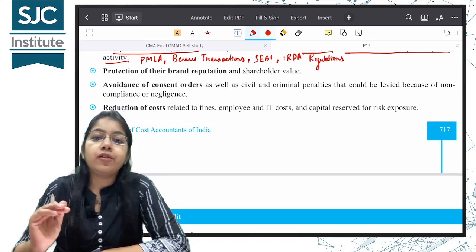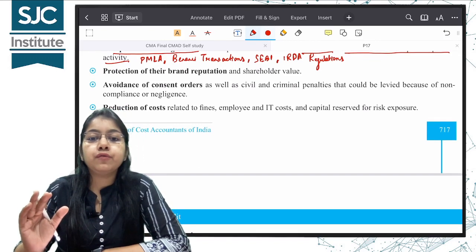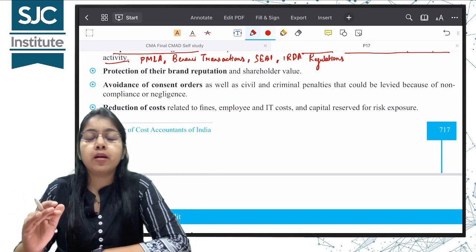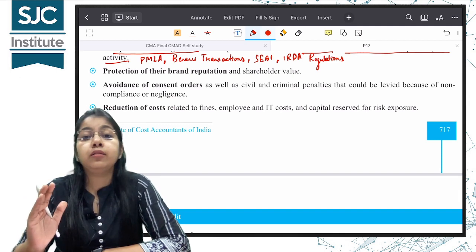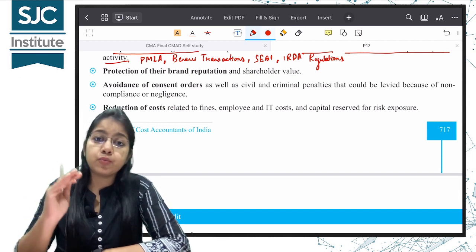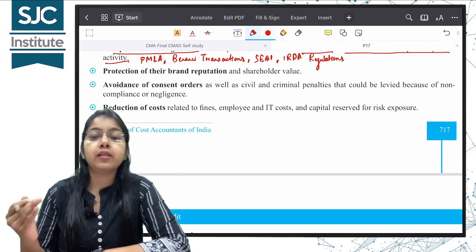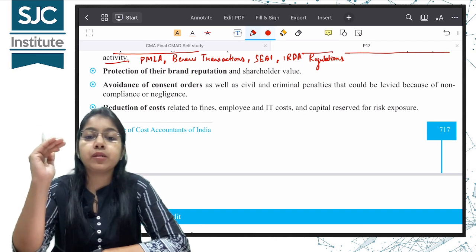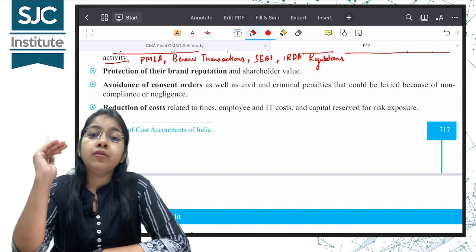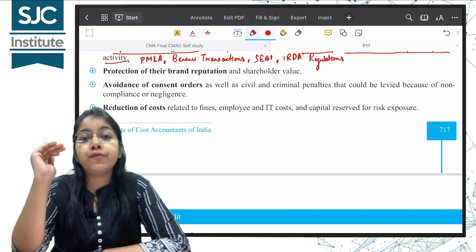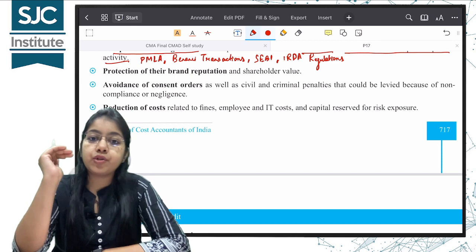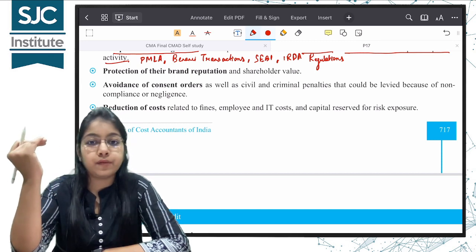Second, to protect their brand reputation. Imagine a financial institution which has come in the news that the clients of the financial institution are associated with money laundering. What will happen to the brand value and the reputation of that financial institution? It will go down. And today, everything is about news. If there's something in the news, immediately the prices will go down, and the brand value and shareholder value of that particular institution would be affected. So in order to protect this reputation and shareholder value also, they perform the AML activities.